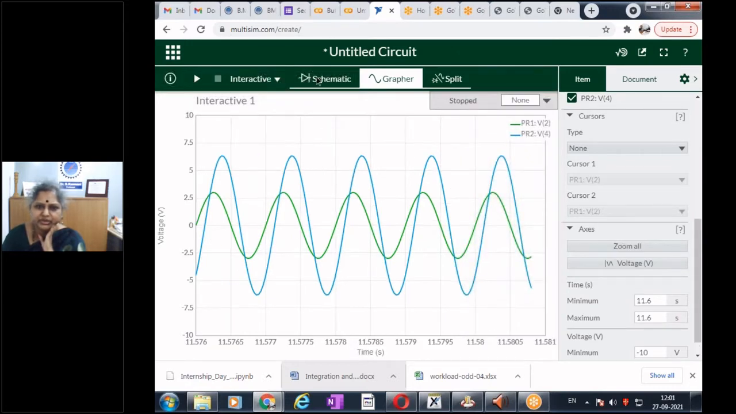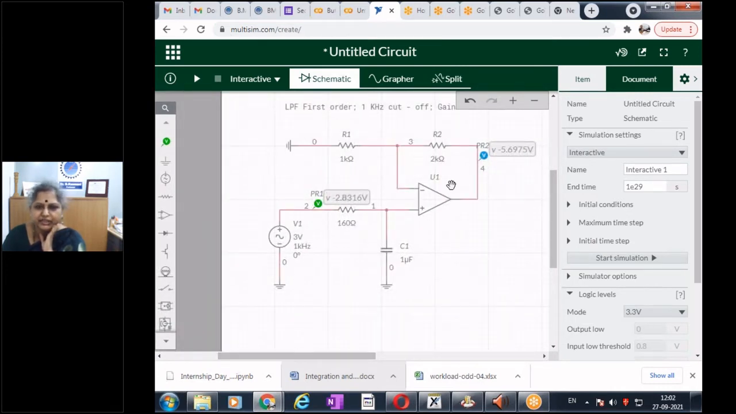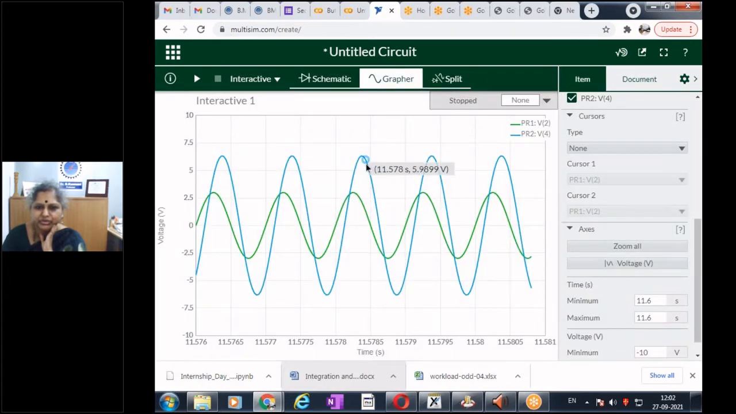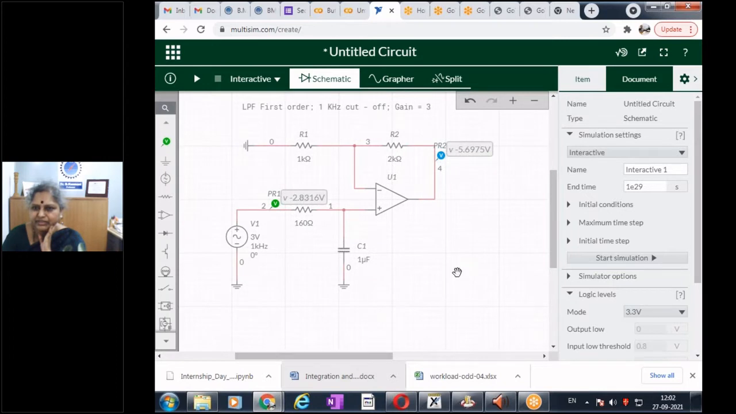And which is my input? My input is green color and my output is blue color. Input has a maximum value of how much? Around 3 volts, and my output is a value of 6.2. What is the gain I have designed the circuit for? And what is the gain I am getting? I am supposed to get a gain of 3. Is anyone getting a gain of 3? Or we are not getting a gain of 3?